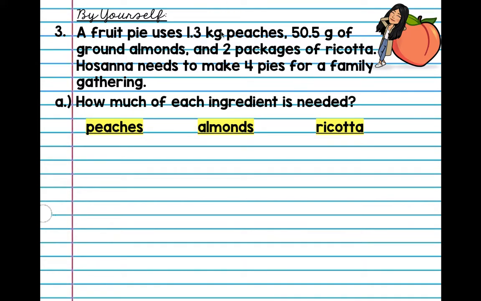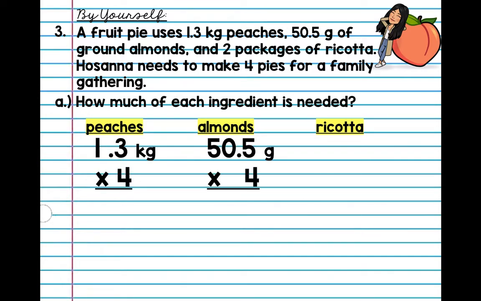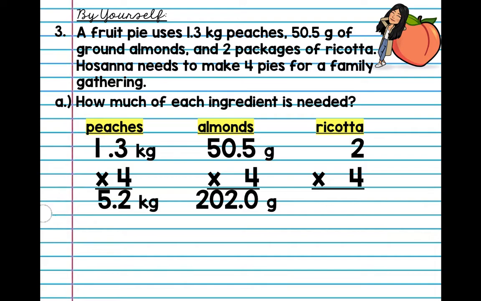If I have my answer for 1 pie, I have to multiply that how many times? 4 times. So take your peaches. You're going to write 1.3 times 4, and do the same thing for almonds and ricotta. Pause the video and go ahead. Make sure your notebook looks exactly as this page does. Okay, so peaches, we have 5.2 kilograms. For almonds, we have 202 grams, not 2020. We have 202 because of our decimal placement. And our last one, we have 8 packages of ricotta.